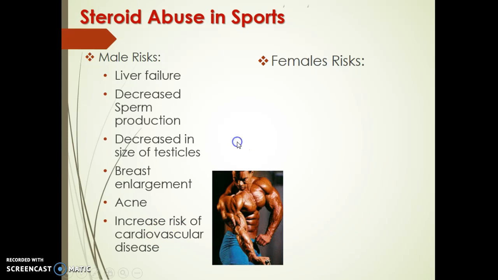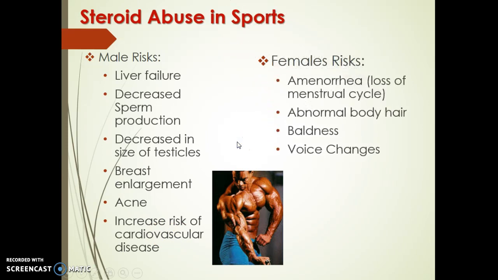Now, females who use steroids, typically what happens to them is they will lose their menstrual cycle. They will no longer menstruate. They'll start to get abnormal body hair. They'll start to develop kind of like a man. They'll start to have more male-like features. They'll become bald, or they can have voice changes.